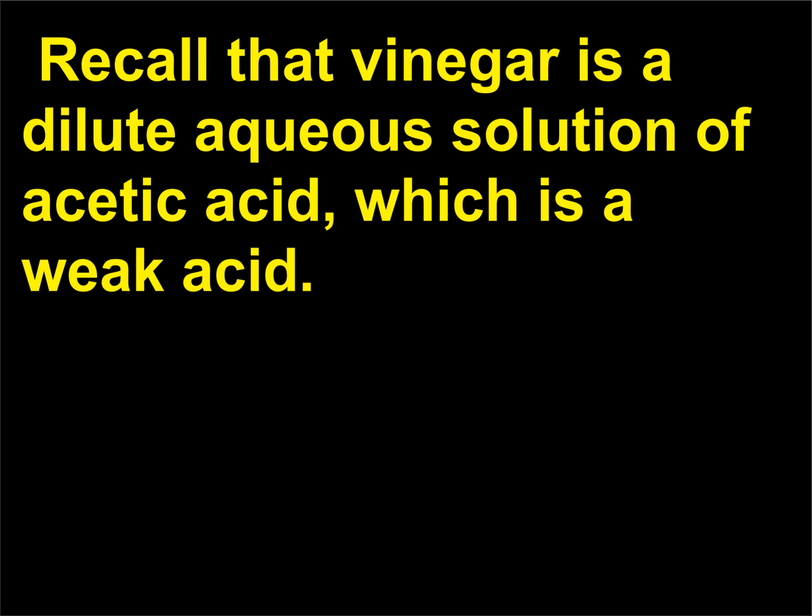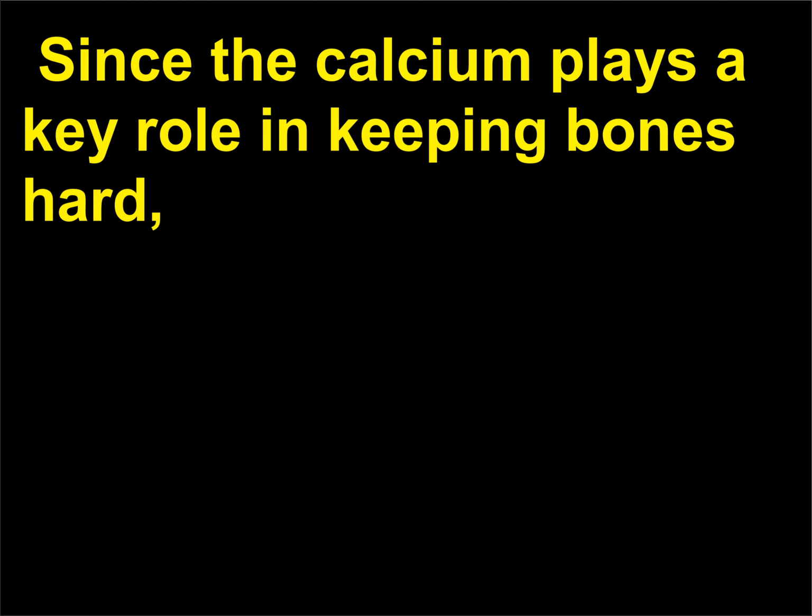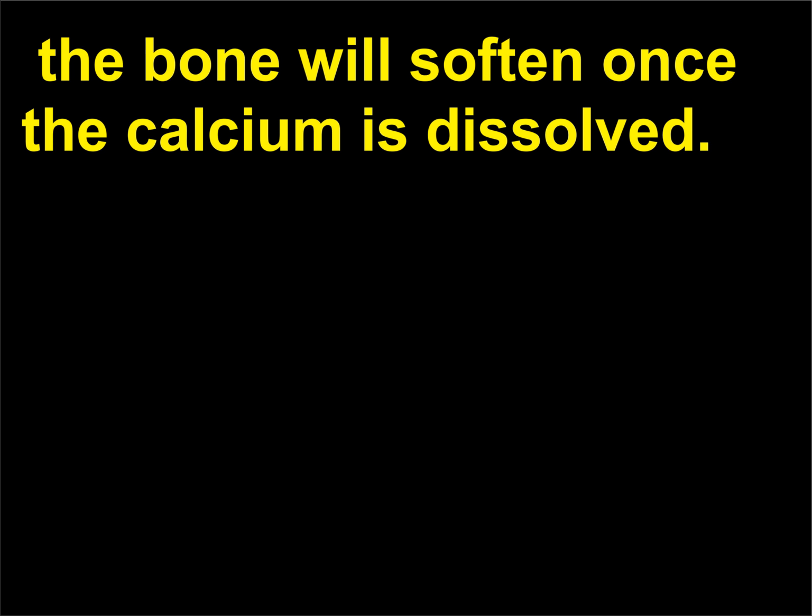Recall that vinegar is a dilute aqueous solution of acetic acid, which is a weak acid. Over a few days, the acetic acid helps to dissolve the calcium in the chicken bone. Since the calcium plays a key role in keeping bones hard, the bone will soften once the calcium is dissolved.